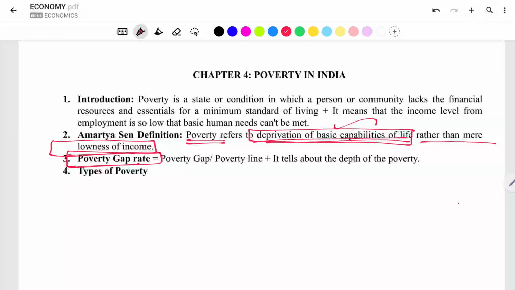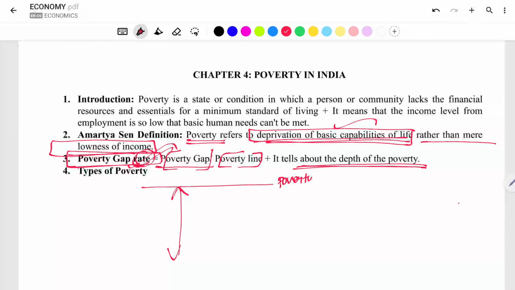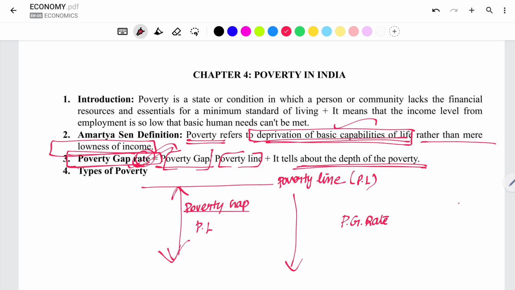What is the poverty gap rate? It tells about the depth of the poverty. The poverty gap divided by the poverty line is the poverty gap rate. It shows how deep they are in poverty. So this is the poverty line, and this much gap is present, right? In what depth of poverty are they present? This is the poverty gap. The poverty gap divided by the poverty line is what we get as the poverty gap rate. It tells about the depth of the poverty.